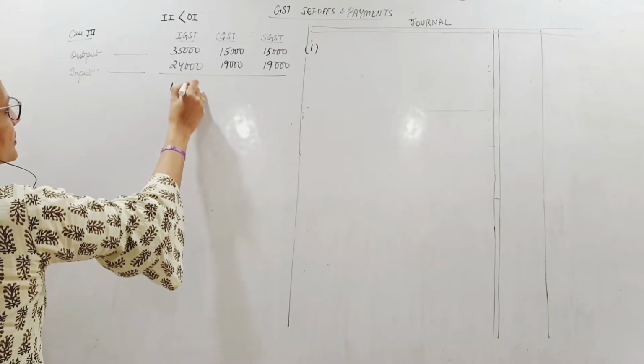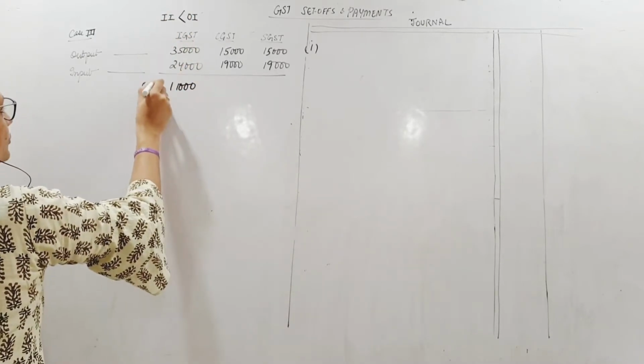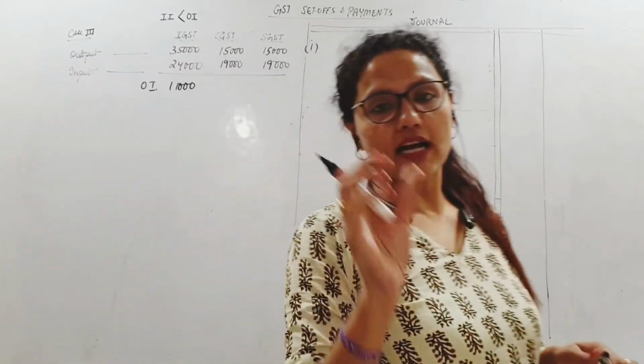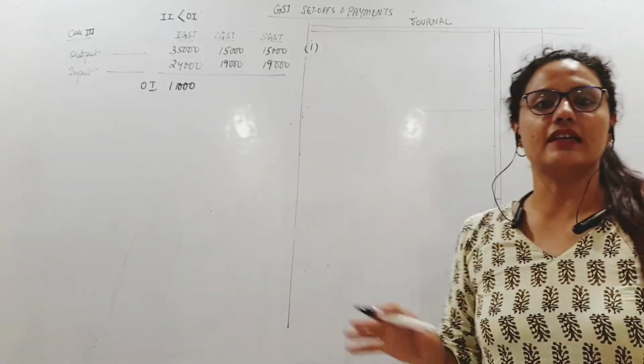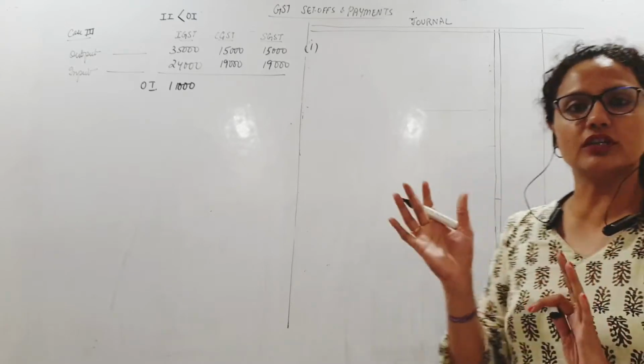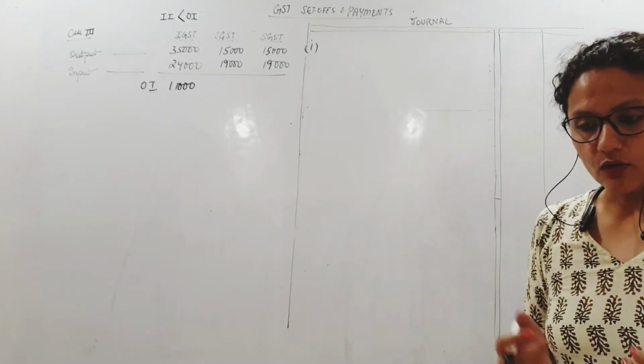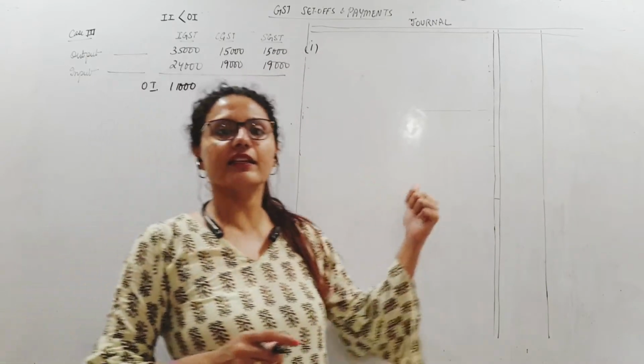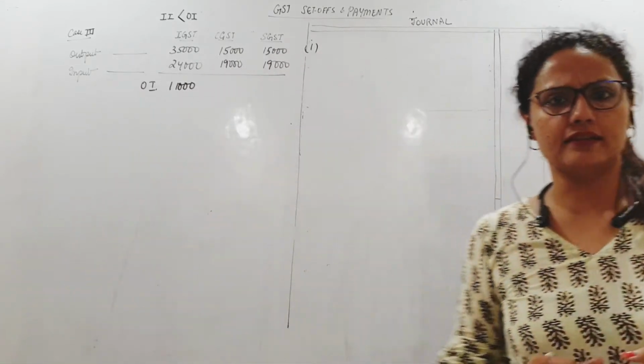So 11,000 I will be still left with output IGST. This is step 1. Alright. So I have output IGST left. Output को क्या करते? Pay कर देते. Now we will not pay this because we have other input taxes also to be seen.